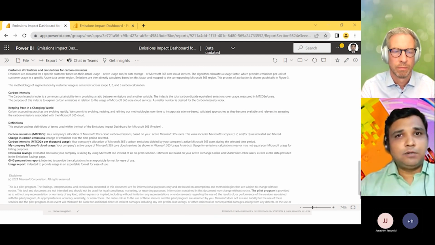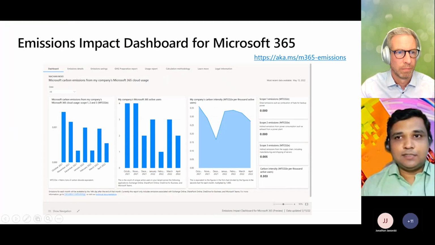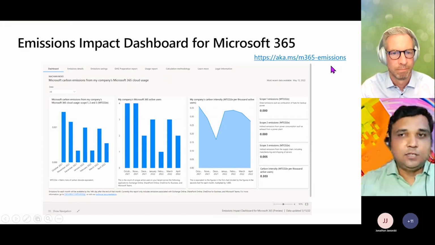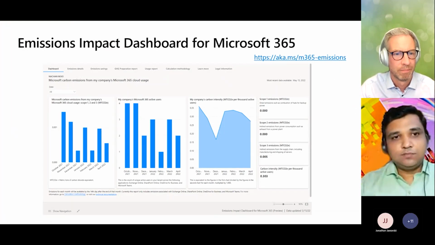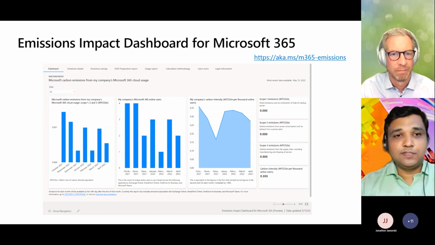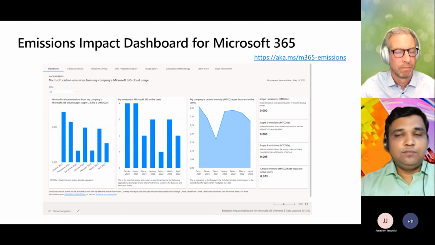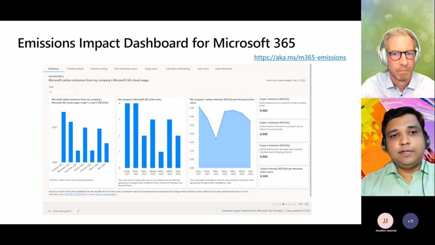So you need to have at least a Power BI Pro license to install and use this application. You can install this directly from aka.ms/m365-emissions. After the installation, just follow all the prompts to connect your data to the Microsoft 365 tenant, and then you will have to wait for at least 24 to 48 hours for the data to get built, and then refresh your data set via the workspace for the app.